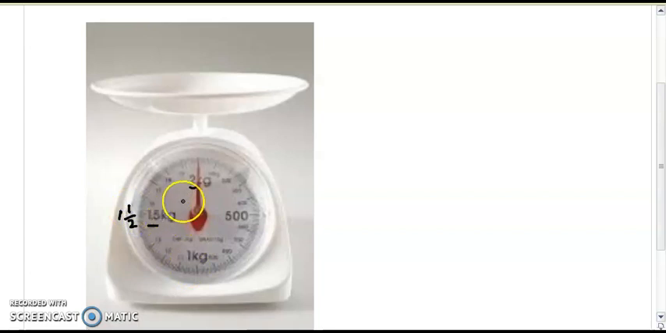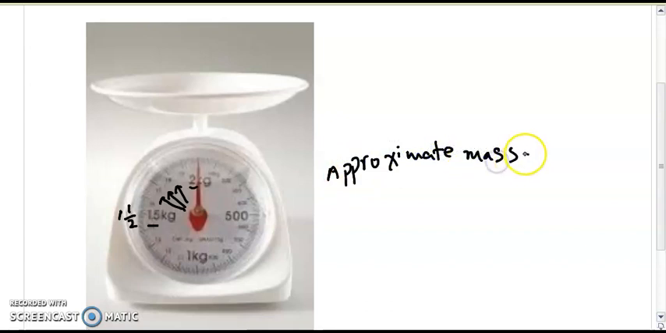So if it is after the halfway, anywhere here, it might be here, here, or here, after the halfway between the numbers, then we will say the approximate mass will go to the bigger number, and the bigger number in this case is equal to 2 kg. So the approximate mass in this case will be equal to 2 kg.